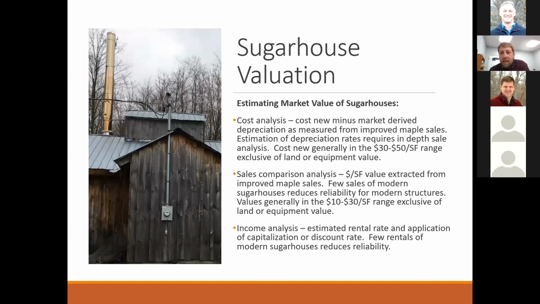The issue is, again, there's few sales of modern sugar houses, reducing the reliability for modern structures. Folks that are building brand new sugar houses and spending that kind of money of $30 to $50 a square foot are not doing it to try to resell it to someone else. They're doing it to run their maple operation. So it's rare that we have a sale of that scale and that's new enough to use in this analysis.